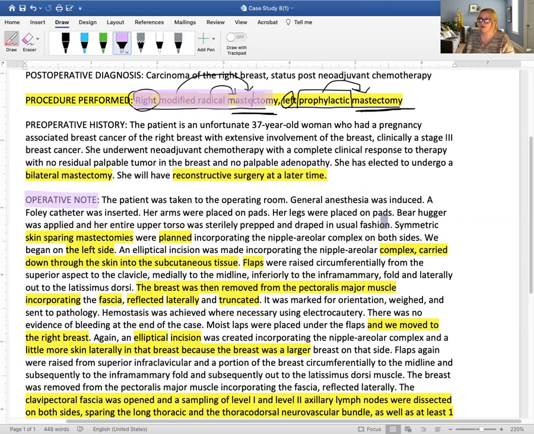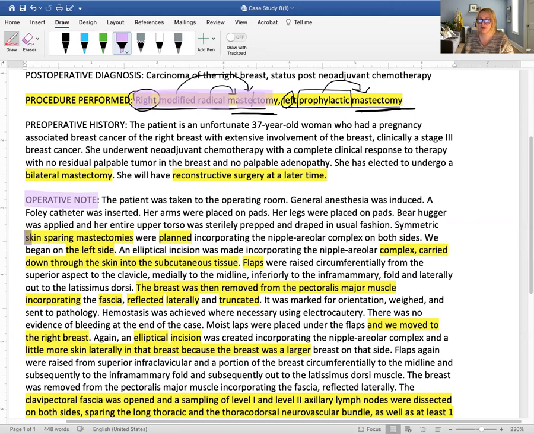Typically, anything up to the usual fashion is just telling us the position the patient was in, and it's not necessary for coding. So unless I'm coding something where the direction of the approach matters, like spine surgery, I don't care.